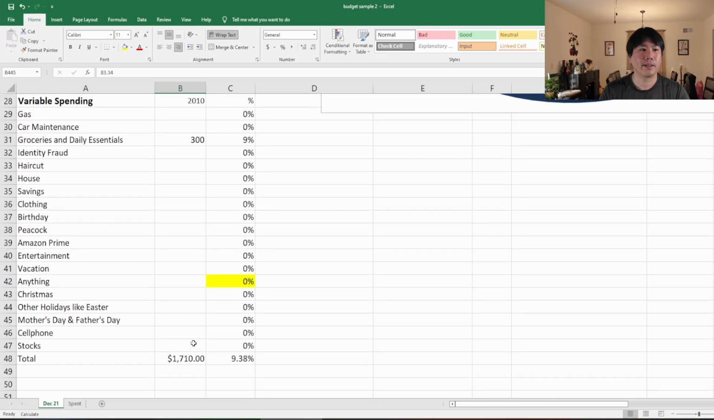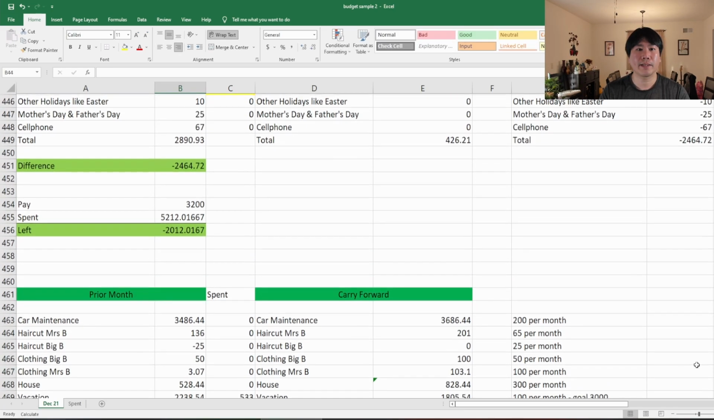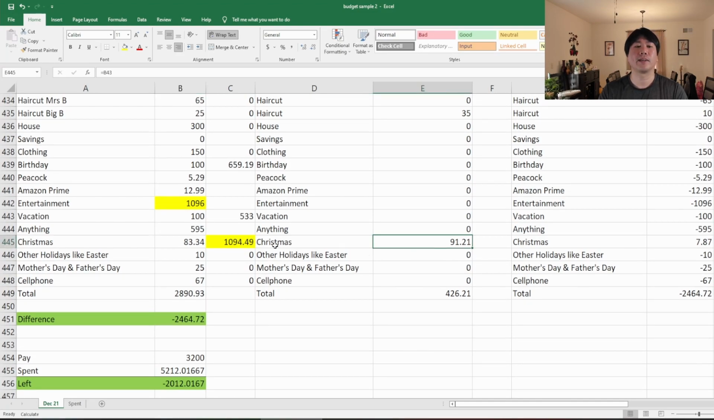So up here in Christmas, we're going to put 91.21. There we go. And just go back down just to show you that it updates right here. That will change for the future, and that makes sense because now when Christmas comes around, I can easily spend that 1094.49. You could jack it up to 1100, 1200. If you see someone pregnant and they're in your family, then maybe you want to increase it for the next year. That way you already have that ahead of time.